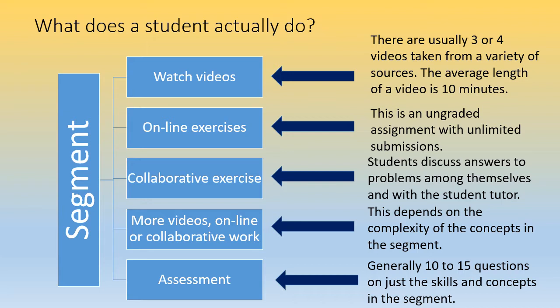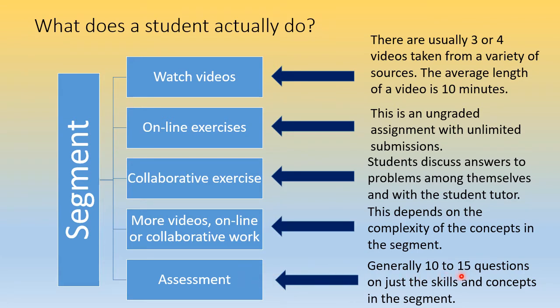Now, let us be clear that your online exercises are very important, and you need to score at least 60% correct in order to take the assessment. But you also need to do the collaborative exercise as well before you take the assessment. And in order to move to the next segment, you will need to score 80% or better on the assessment. And these assessments are graded with partial credit.